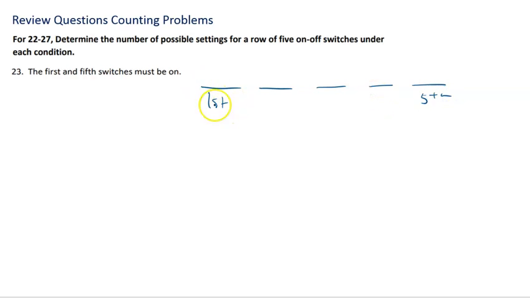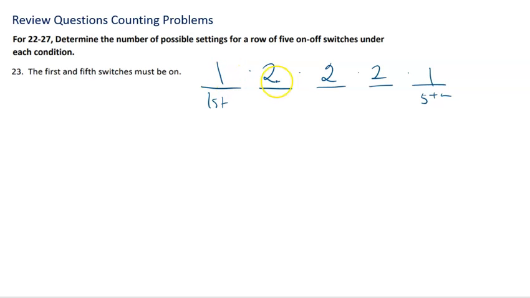So, for the first position, I only got 1 possibility, it must be on. For the fifth position, I only have 1 possibility, it must be on. But the second switch, it can be off or on, so that's 2. The third switch can be on or off, and the fourth switch can be on or off. And since we have to make all of these decisions, this is multiplication.